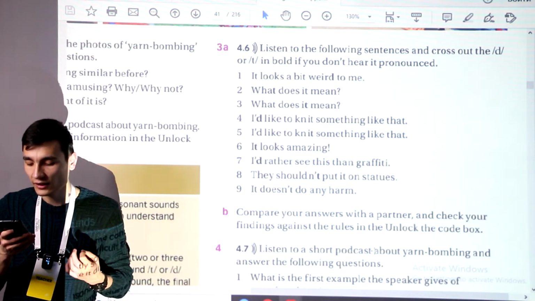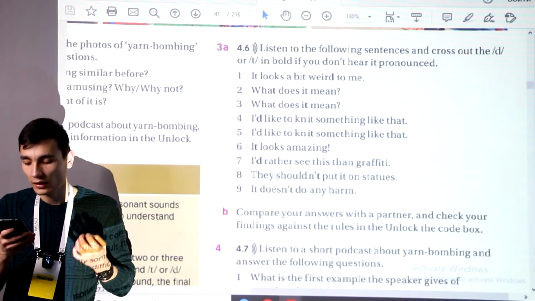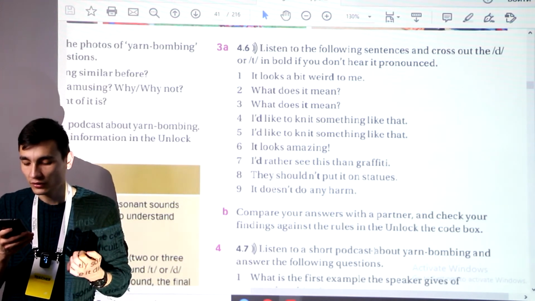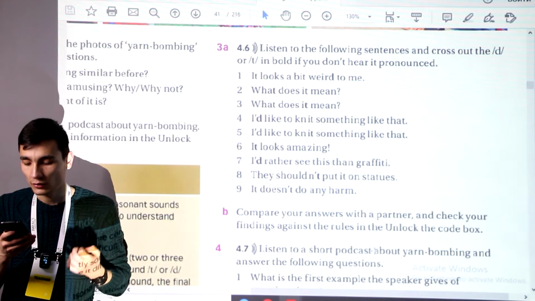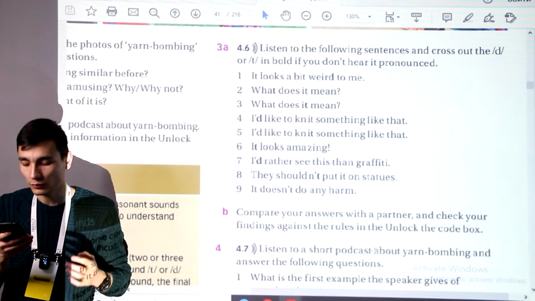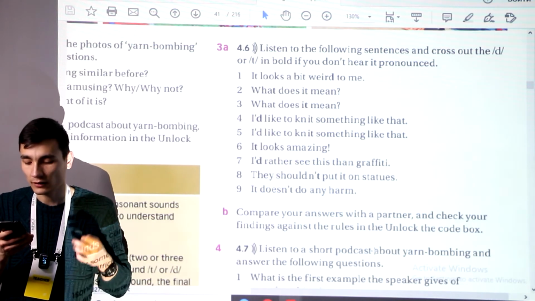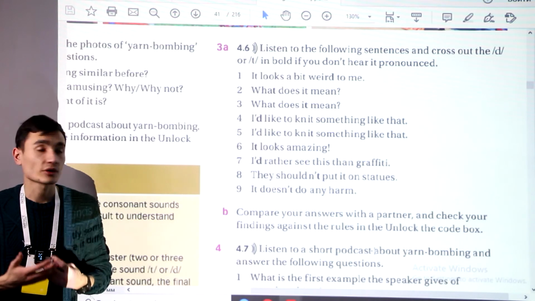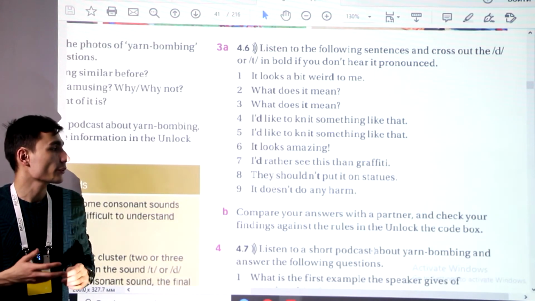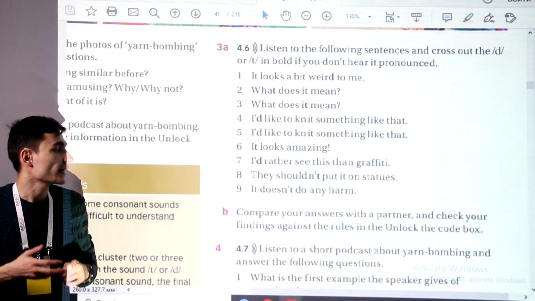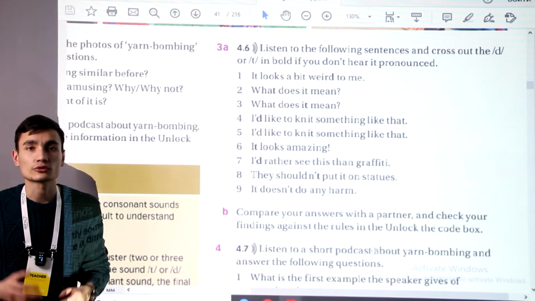7. I would rather see this than graffiti. We wouldn't omit anything. They shouldn't put it on statues. Here we omit the letter t in shouldn't. And 9, it doesn't do any harm, and we omit the t in the word doesn't. Exercise 3b. Compare your answers with a partner and check your findings against the rules in the Unlock the Code box.